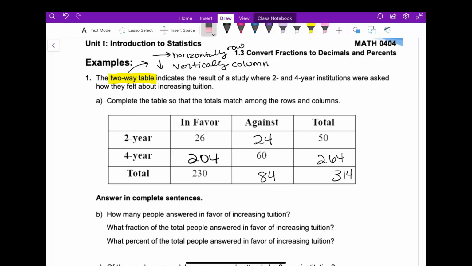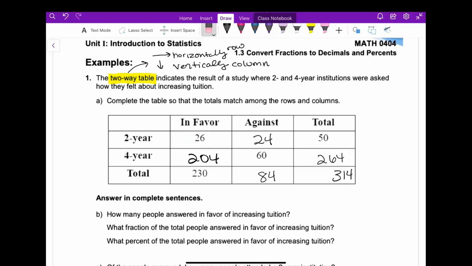This table is about 2- and 4-year institutions. So for example, APCC compared to UTEP, and they were asked a question about how they felt about increasing tuition. I can look at this group here. This is 26 people in a 2-year university or institution, and they are in favor of raising tuition. What I am doing right now is that same tip that I gave you about writing your own sentence in a graph to understand if you understand the graph.